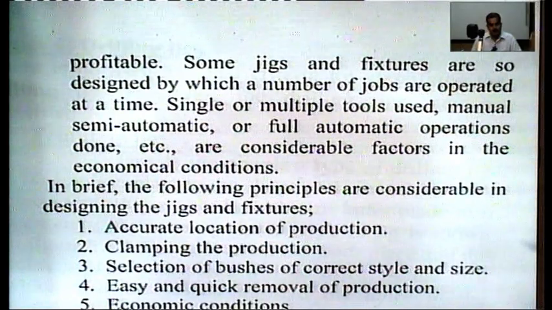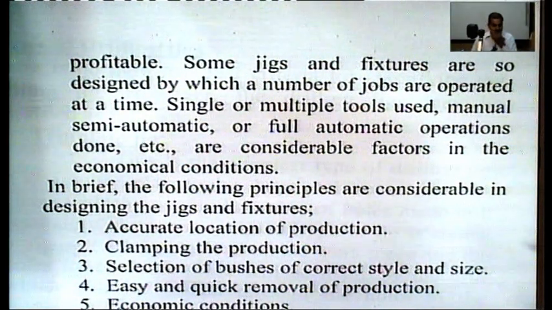So, in brief, the following principles are considerable in designing the jigs and fixtures. The first point to be kept in mind is accurate location of the production. Second, clamping the production. Third, selection of bushes of correct style and size. Fourth, easy and quick removal of the production. Fifth point is economic conditions.